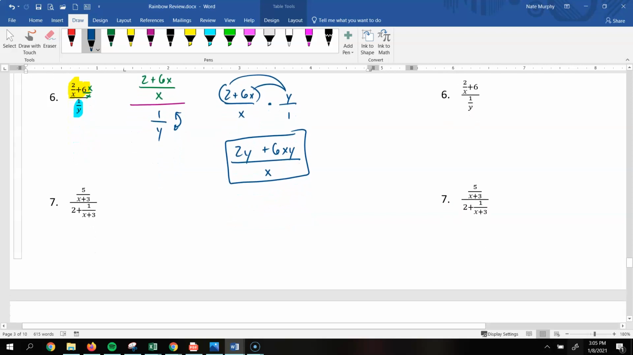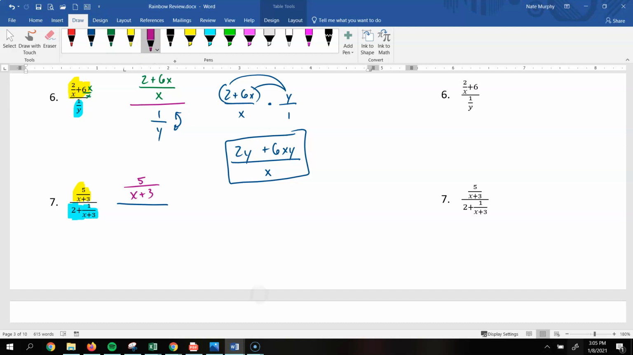All right, looking at number 7. For this one, again, we're going to treat this as two separate pieces. I don't have to do anything in the numerator. 5 over x plus 3 is already written as a single fraction, so I'm good with leaving it that way. So let's look at the denominator. I want to have my LCM being x plus 3, so I'm going to multiply the top and bottom by x plus 3.